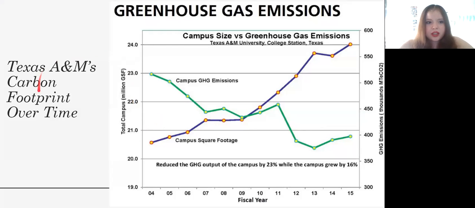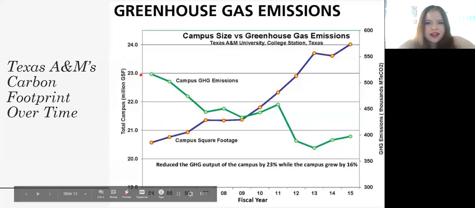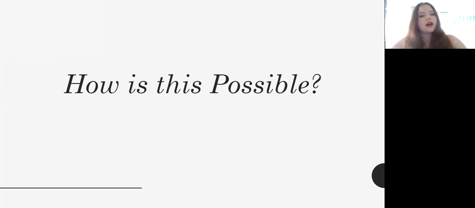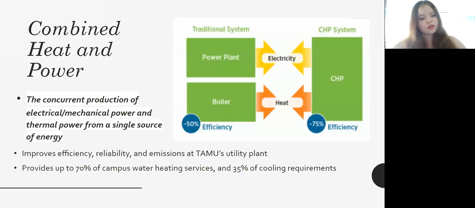Okay, so if we're looking at Texas A&M's carbon footprint over time, as you can see, campus square footage is increasing, so, you know, more buildings, more land, and then at the same time, their greenhouse gas emissions are basically decreasing, which is great, we like that. But why is that? Well, Texas A&M has a central utility plant, and that central utility plant operates on a combined heat and power system.